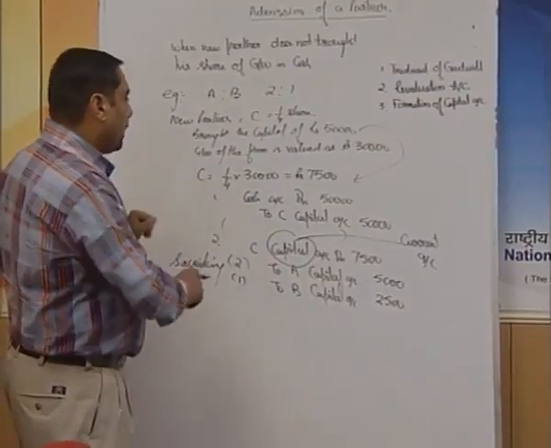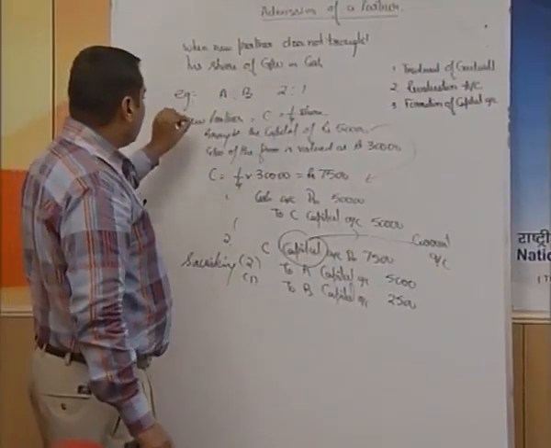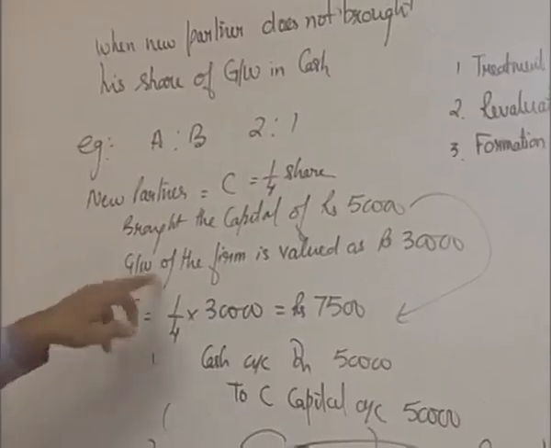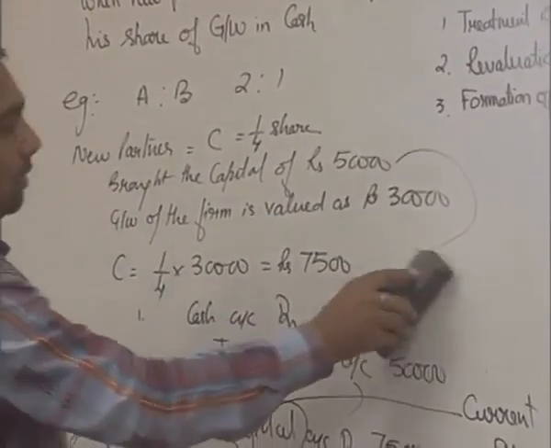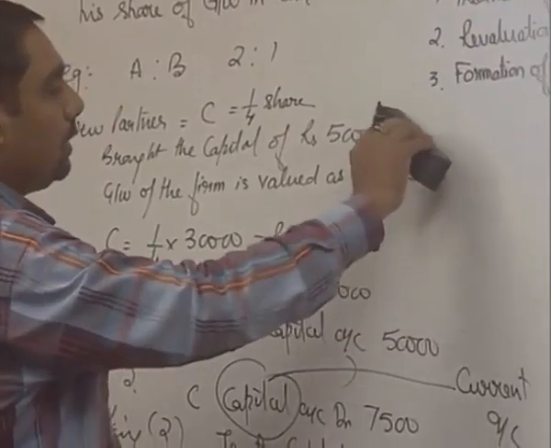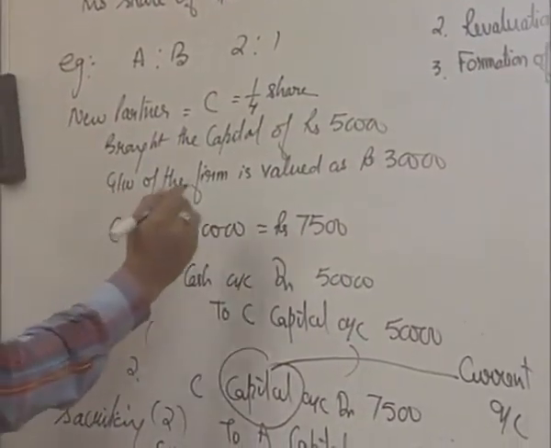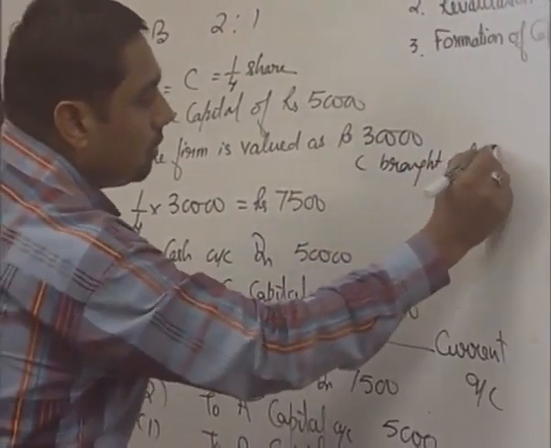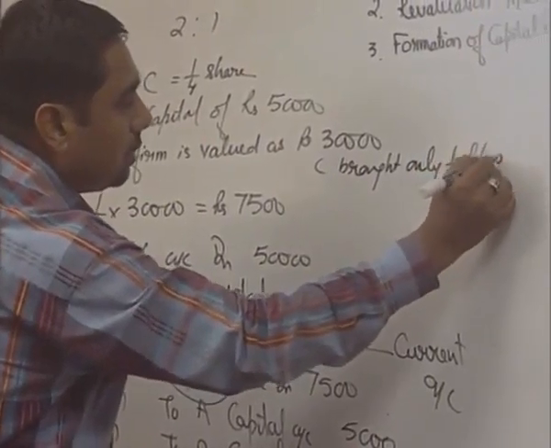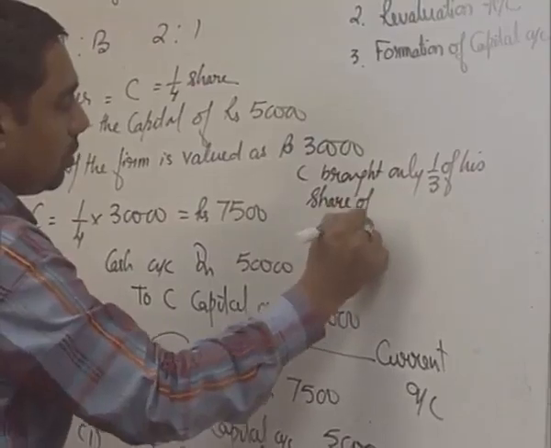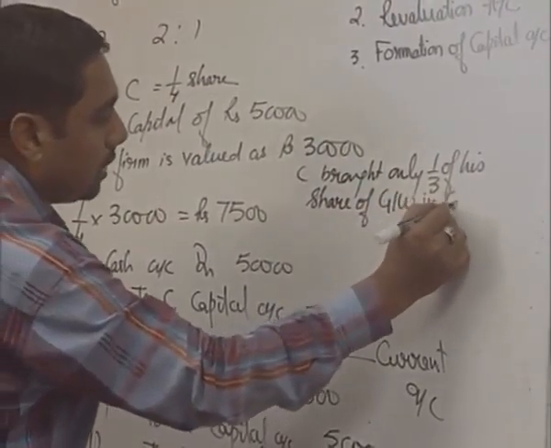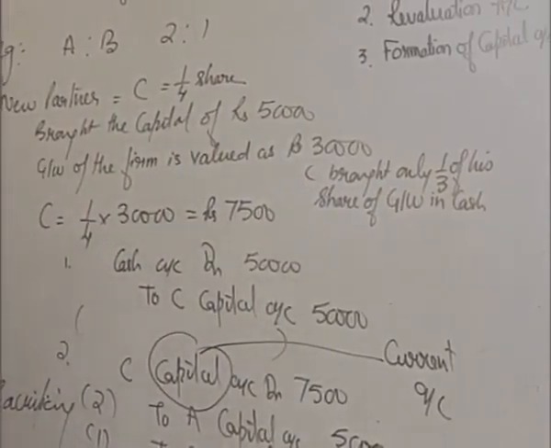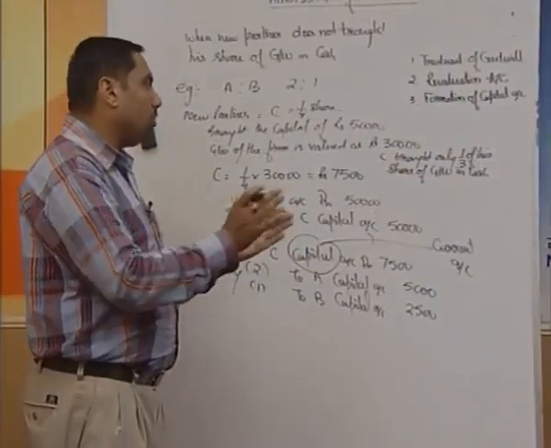Keeping in view the same question in our mind, suppose A and B are the partners in the ratio of 2:1. New partner C is going to be admitted for 1/4 share, brought the capital of 50,000, goodwill of the firm is valued at 30,000, and I am going to add one more line: C brought only 1/3 of his share of goodwill in cash. So this is going to be another situation where a new partner is going to bring the goodwill in cash, but not in full, only in parts.